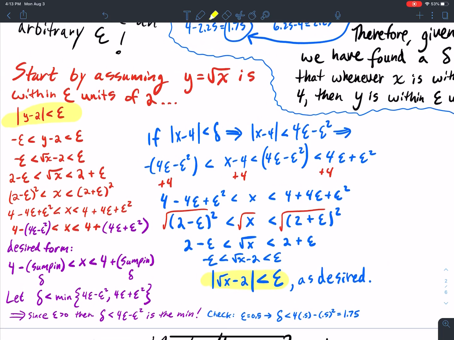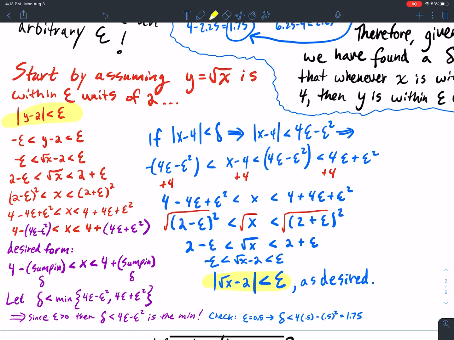So sometimes these problems, in fact, this is how you're going to set it up. Always start your scratch work with what you want, and then work down to some magical delta that you pick. And once you get that magical delta that you picked, then you take that information and turn it around. And you start with this part, and then you throw in your magical delta.